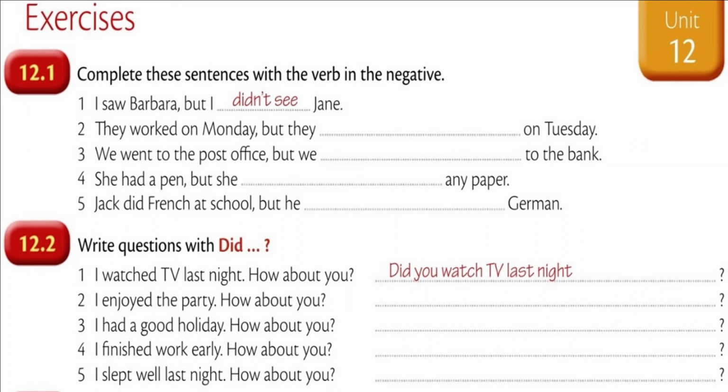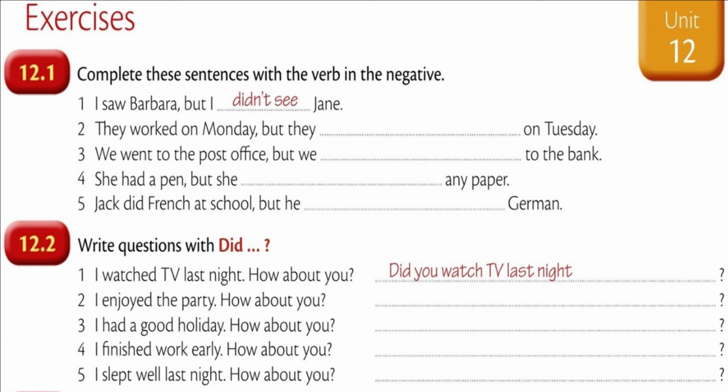12.1. Complete the sentences with the verb in negative. Number 1. I saw Barbara, but I didn't see Jane. Number 2. They worked on Monday, but they did not work on Tuesday. Number 3. We went to the post office, but we didn't go to the bank.